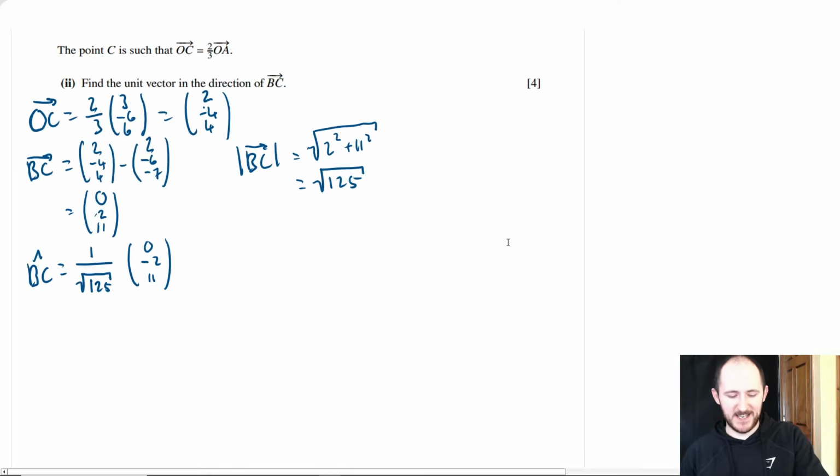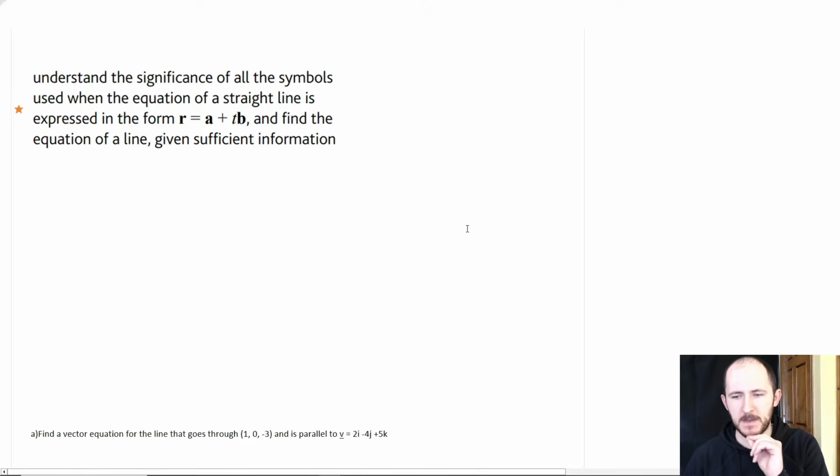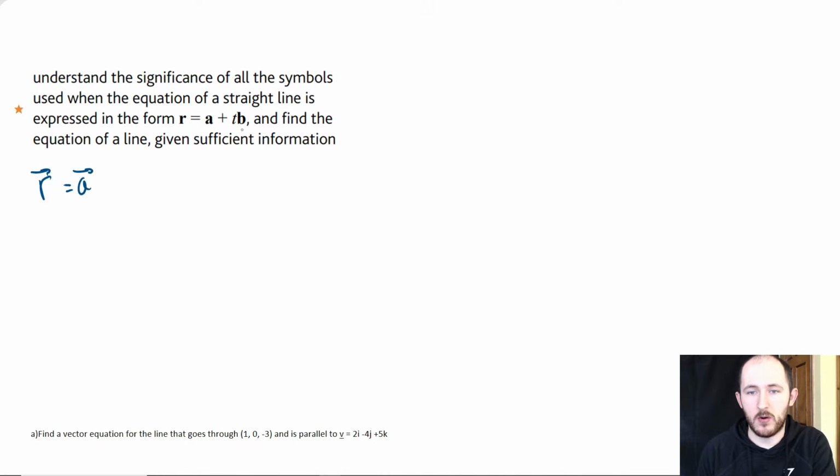So let's keep ploughing on, but hopefully that does all make 100% sense. The next bit is where things get slightly tricky, okay? So understand the significance of all the symbols when using the equation of a straight line as expressed in the form r is a plus tb. So let's write it out one more time. And it should be noted that because they're in bold, that means they are all vectors.